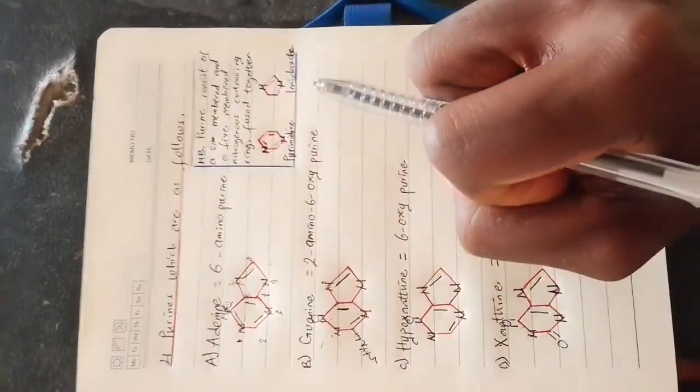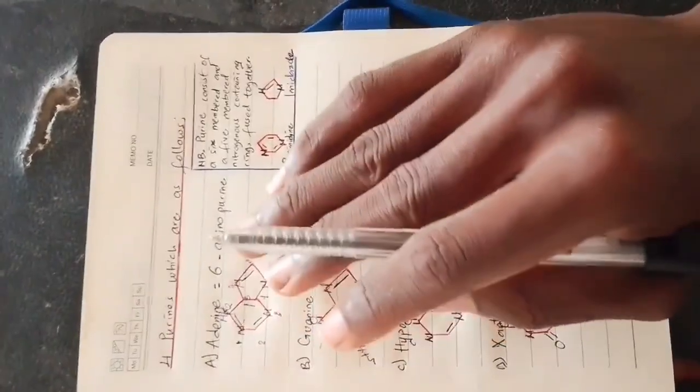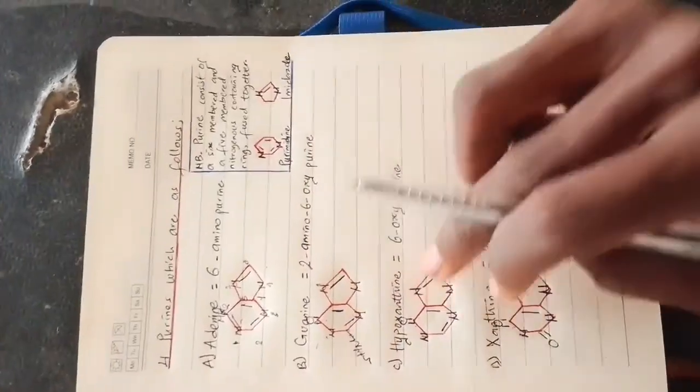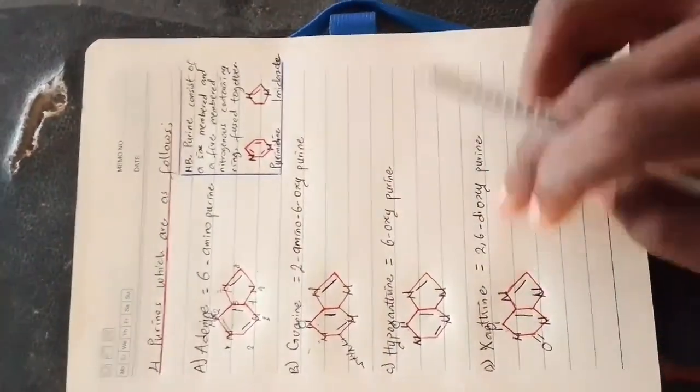Hope you understand that. Alright, and we have 4 purines, which are adenine, 6 aminopurine; guanine, 2 amino 6 oxipurine; hypoxanthine, 6 oxipurine; and xanthine, 2 6 dioxipurine.